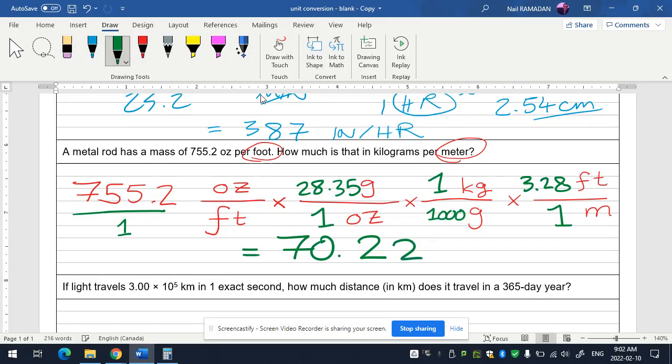70.22 what? Let's see. Feet canceled. Grams canceled. Kilograms per meter. So a meter length of this would have a mass of about 70.22 kilograms.